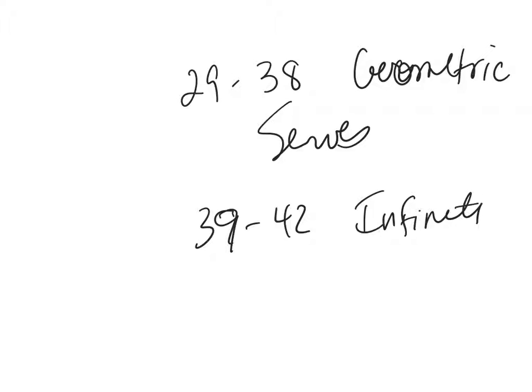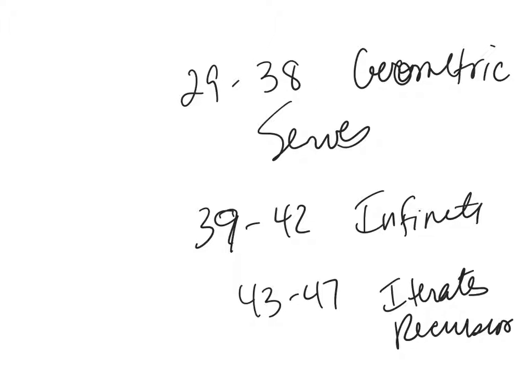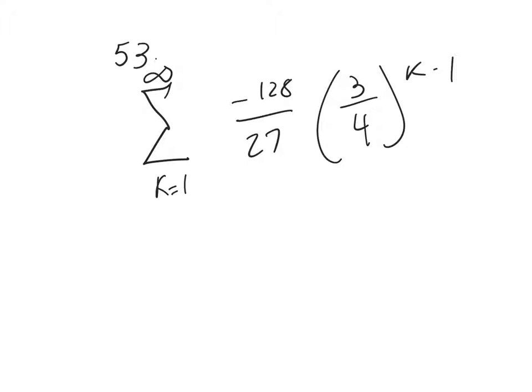And then the last ones, 43 to 47, is the last thing we did, the iterates and the recursion. This is an infinite geometric series, so the first thing you need to see is if R is bottom-heavy. The guy with the exponent is R. So it is bottom-heavy, so we can proceed. So R is 3/4. And now we have to find A1.